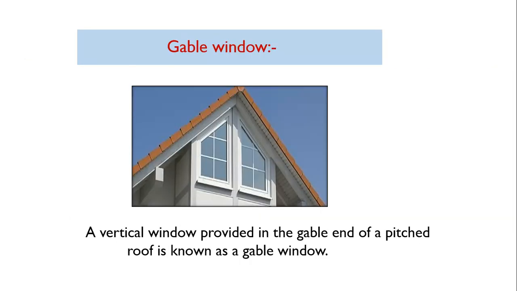Now next is gable window. The window which is provided in the gable end of the sloping roof is called a gable window. In the previous lecture, we discussed that if the roof has a slope in two directions, then the other side has a triangular vertical shape. The window provided in this end is called a gable window, and the end is called the gable end. So this is called the gable end. The window provided is called a gable window.